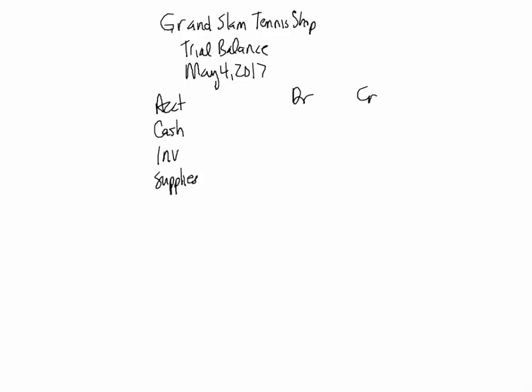Inventory and cash, I have no idea. You guys are up for that. And then I think accounts payable is going to be zero. So I'm going to put common shares, which I know, of course, is going to be 6,000. I'm going to have retained earnings. That's 7,400. I'm going to have sales.